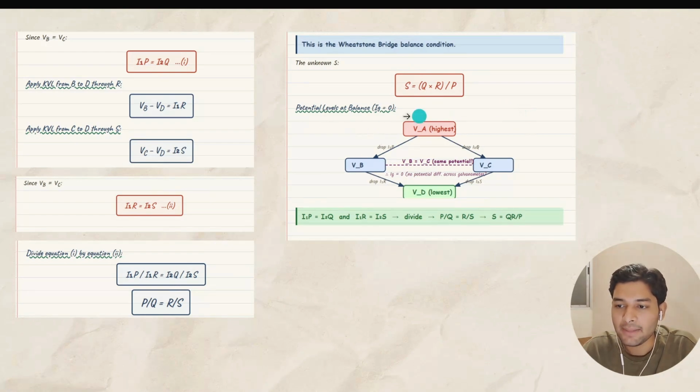Now the potential levels at balance, Ig equals 0. VA is always the highest, VB is in the middle with the same potential as VC, and VD is the lowest. This is the hierarchy of the potential. Then the drops are I1P and I1R, and I2Q and I2S. If you know KVL and KCL, we can apply it clockwise or anti-clockwise, that depends. So I1P equals I2Q and I1R equals I2S. Divide, so P by Q equals R by S, and S equals QR by P. So that was all for the Wheatstone bridge.